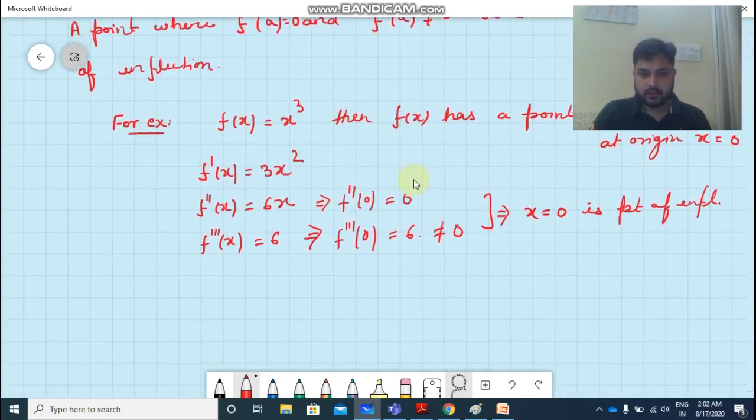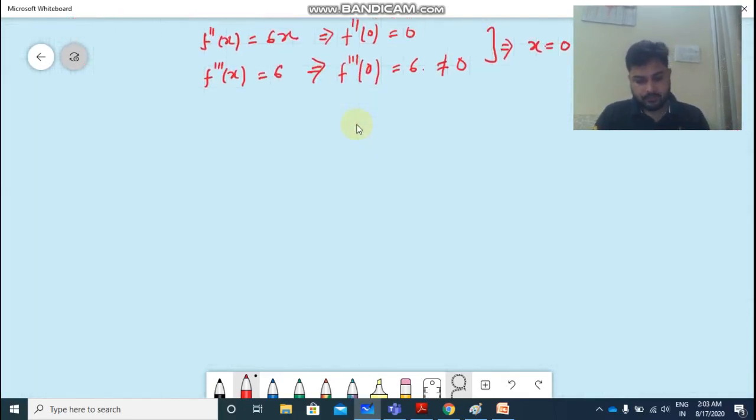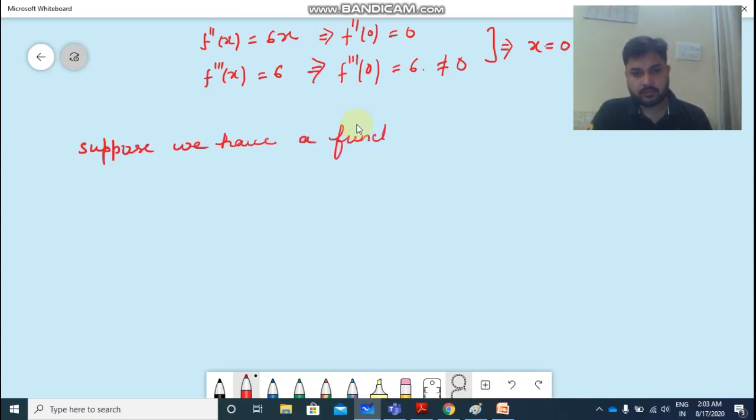Okay guys, in this way we can find the extrema, that is maxima and minima, in the case of a function of a single variable. Now we will start with the function of two variables, and we will try to find its critical points, saddle points, and then its local maxima and local minima. So suppose we have a function of two variables, z is equal to f(x,y).